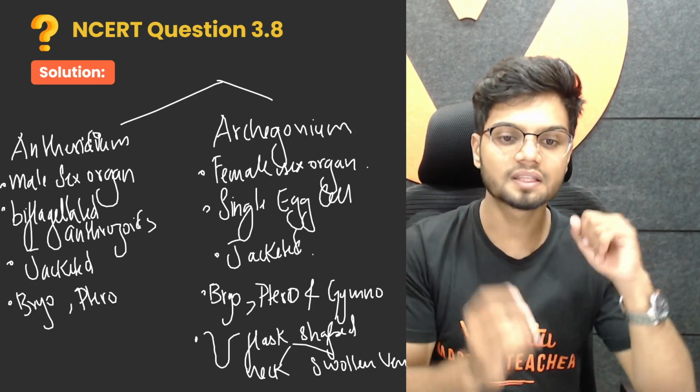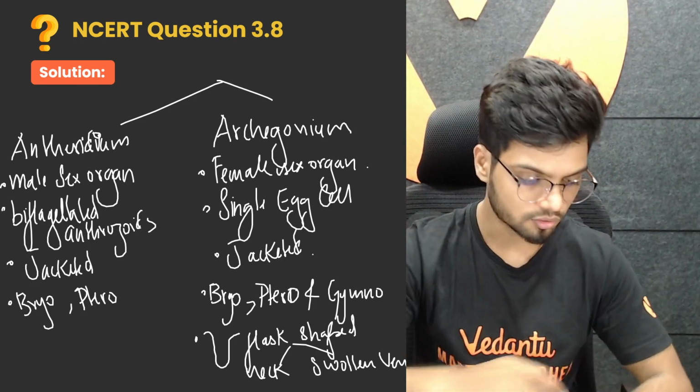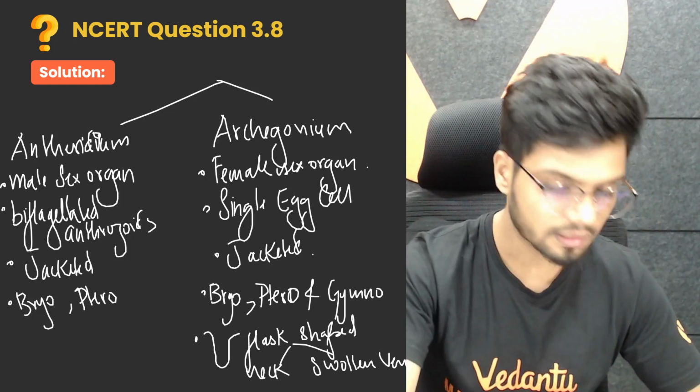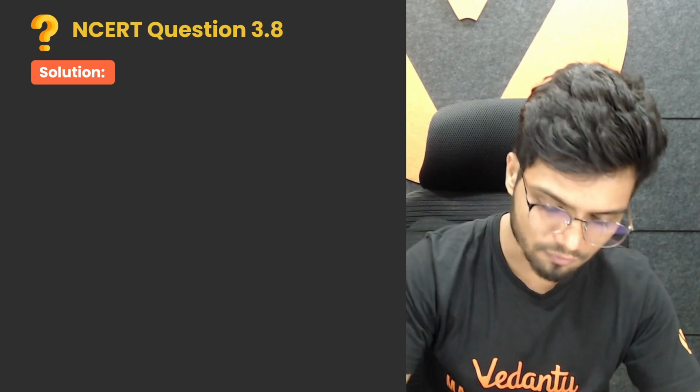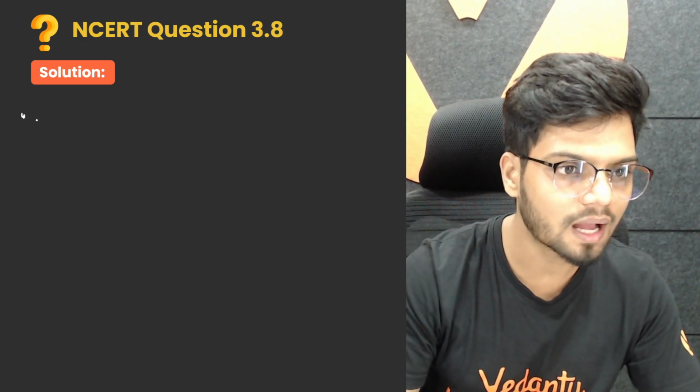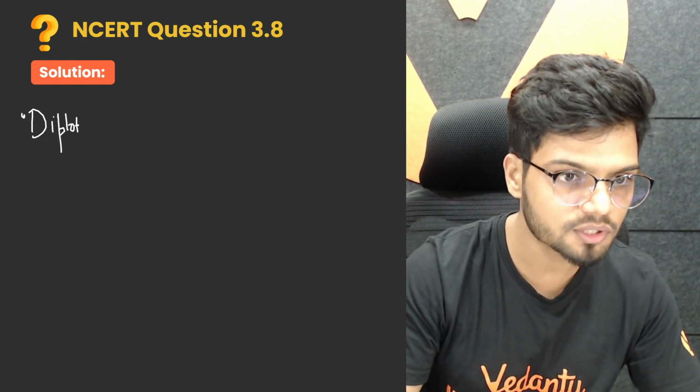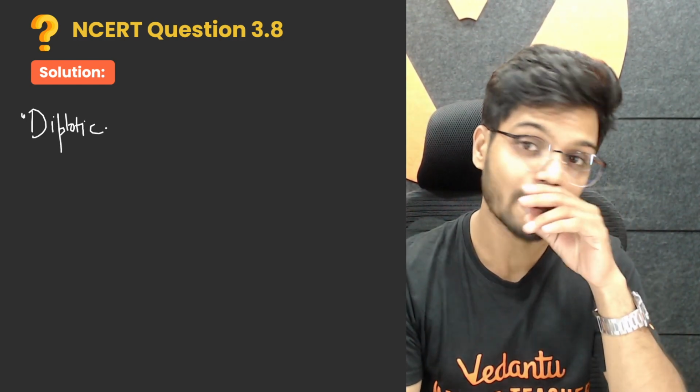Clear? That is your antheridium and archegonium. I hope it is clear. Next is your diplontic. What is diplontic? Have you heard the words diplontic, haplontic, haplodiplontic? How many of you have heard the word diplontic? Let me know in the comment section. What is the difference between diplontic and haplontic?